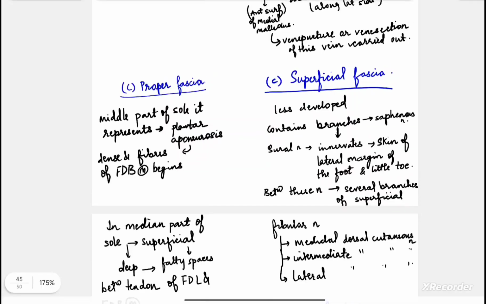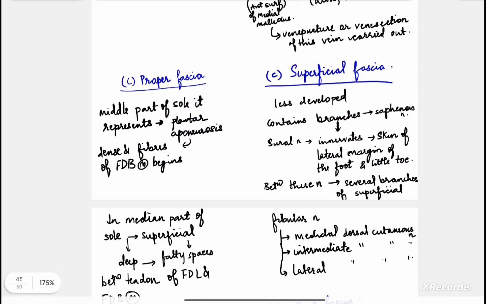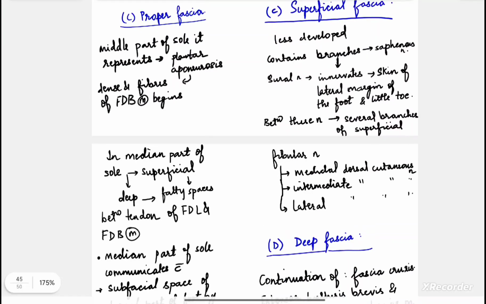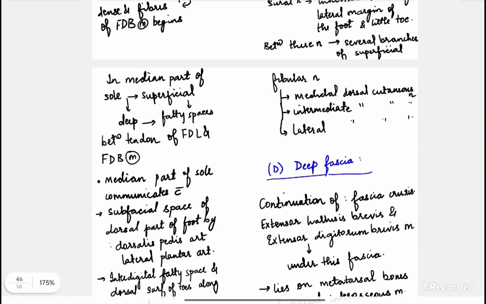Now here there is superficial fascia and deep fascia. The superficial fascia is less developed and contains branches of the saphenous nerve. The sural nerve innervates the skin of the lateral margin of the foot and little toe. Between these nerves are several branches of the superficial fibular nerve: the medial dorsal cutaneous nerve, intermediate dorsal cutaneous nerve and lateral dorsal cutaneous nerve.